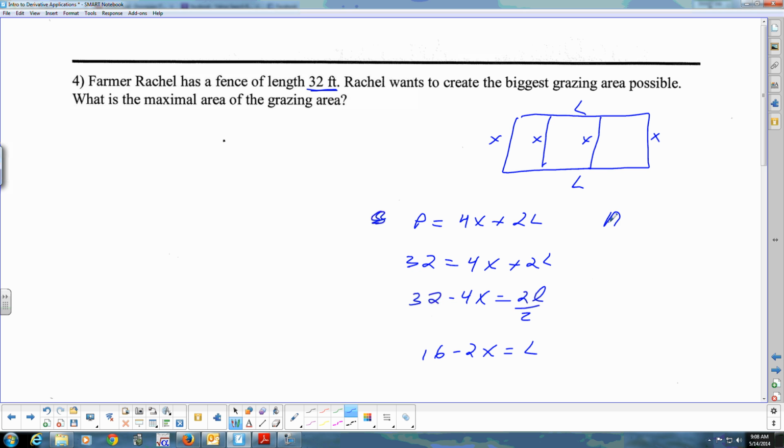Then go back, area is length times width. Area is your length, which is 16 minus 2x, times your width, which is x. So area is equal to 16x minus 2x squared. Take the derivative of this and set the derivative equal to 0. And that will give you the value of x. Once you solve for the value of x, you can come back and fill it in to find your length. All right?